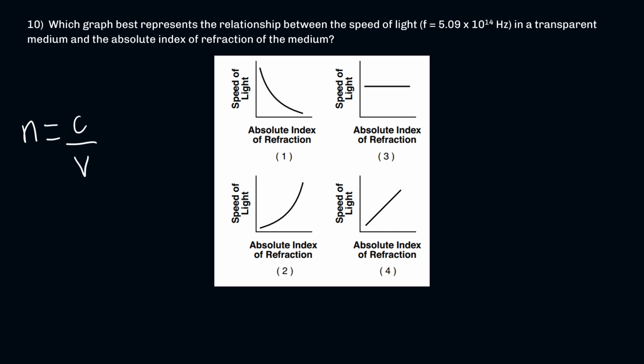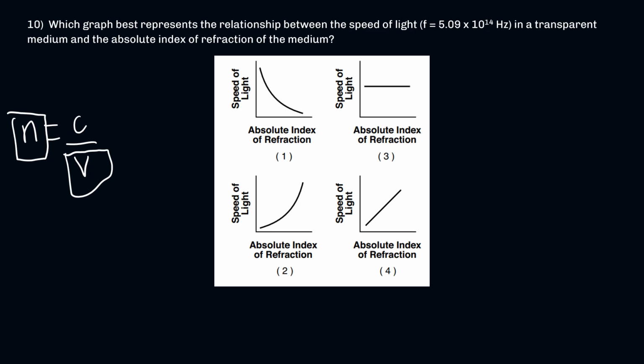And this really just shows that the index of refraction is the ratio of the speed of light in a vacuum over the speed of light in that medium. So again, the greater the index of refraction is, the lower the speed is going to be in that medium. So when I look at this, you have the index of refraction here. You have the velocity in the transparent medium here. So they are going to be inversely proportional to each other.